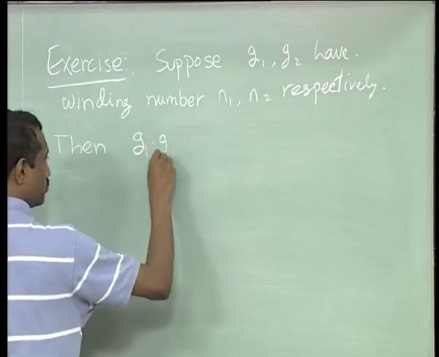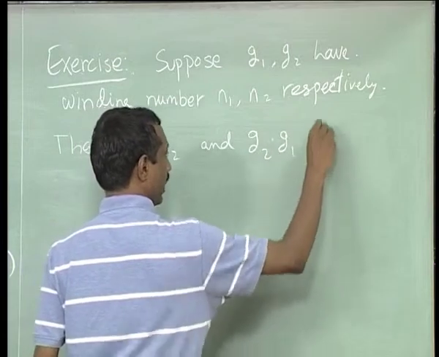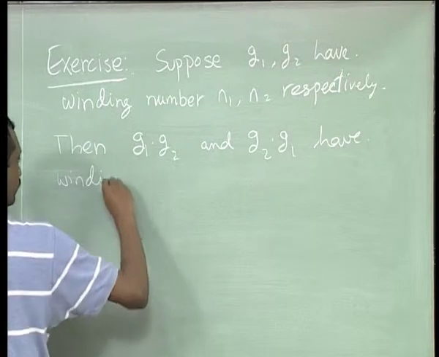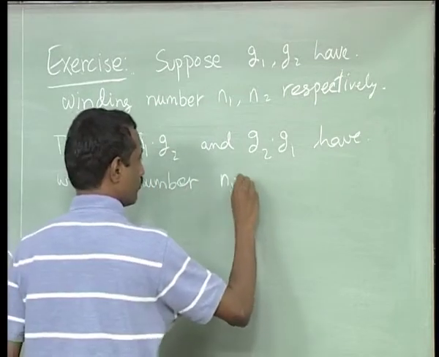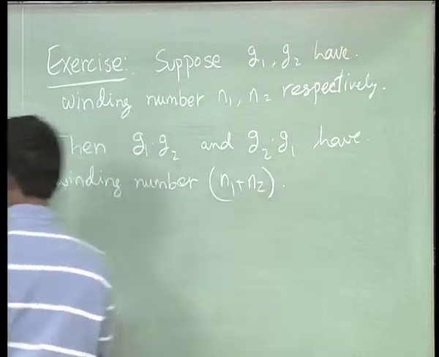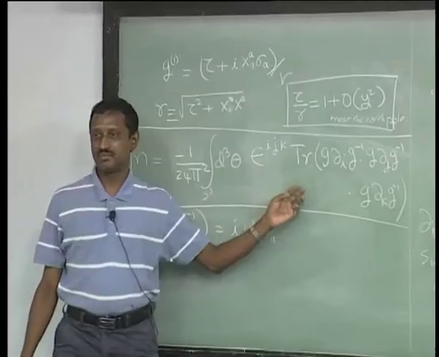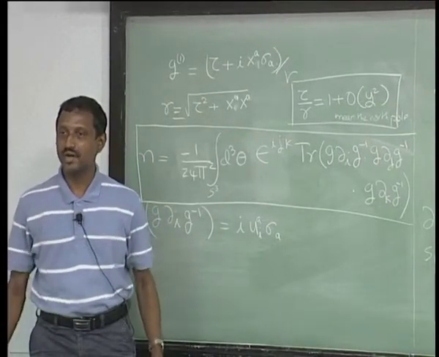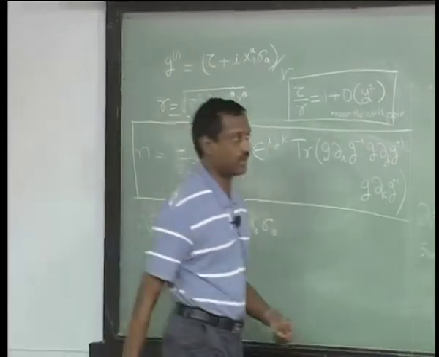G1 dot G2 and G2 dot G1 have the same winding number. It should more or less follow from this definition. You have to plug in, separate out the terms and see how it looks. So, that is the claim of the additivity of this quantity.